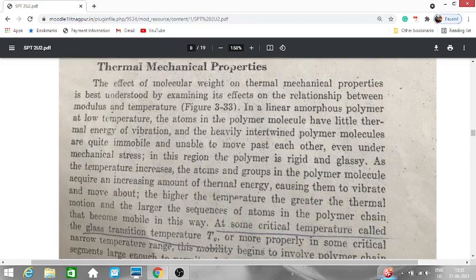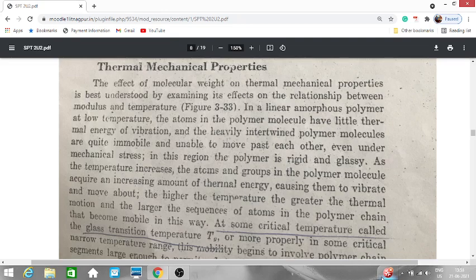modulus and temperature. In a linear amorphous polymer at low temperature, the atoms in the polymer molecule have little thermal energy of vibration, and heavily intertwined polymer molecules are quite immobile and unable to move past each other, even under mechanical stress. In this region, the polymer is rigid and glassy.